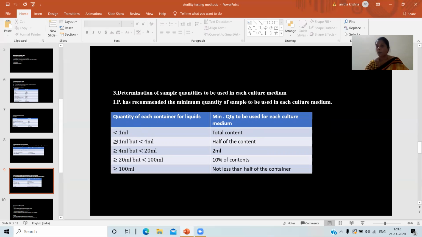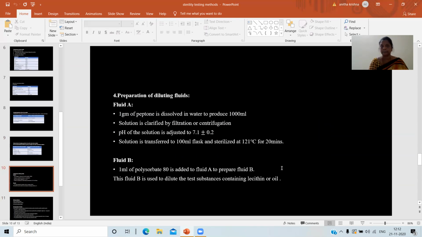If it contains more than or equal to 1 ml and less than 4 ml, then half of the content has to be taken. If it contains more than or equal to 4 ml but less than 20 ml, then 2 ml of the container sample has to be taken. If it is more than or equal to 20 ml but less than 500 ml, then 10% of the contents has to be taken. And if it is more than or equal to 100 ml, then not less than half of the container is to be taken. So this is how you have to take the sample and go for the sterility testing.